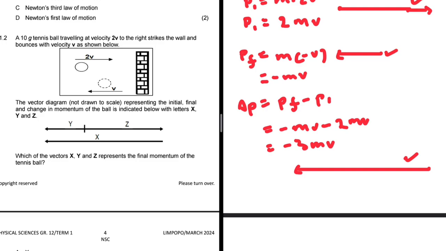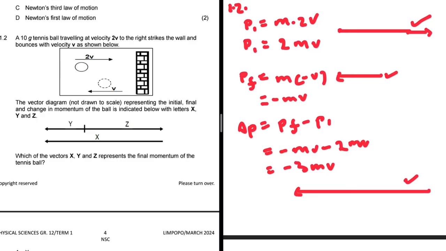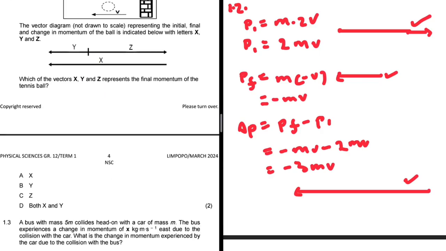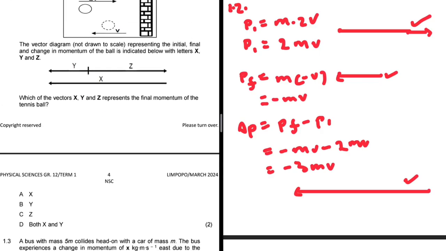Okay, so the vector diagram, not drawn to scale, representing the initial, final, and change in momentum of the ball is indicated below with letters X, Y, and Z. Which of the vectors X, Y, and Z represent the final momentum of the tennis ball? The final momentum should be the smallest vector of the three, which we can clearly see is Y, right? It points to the left and is the smallest in size. So the answer to 1.2 is B.